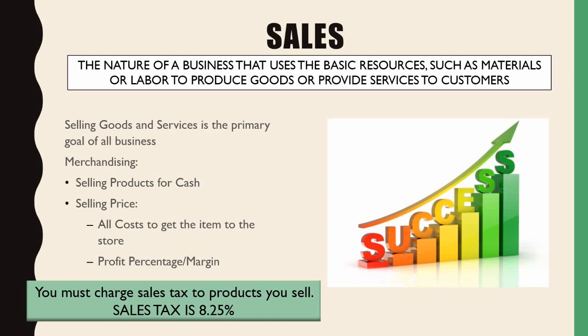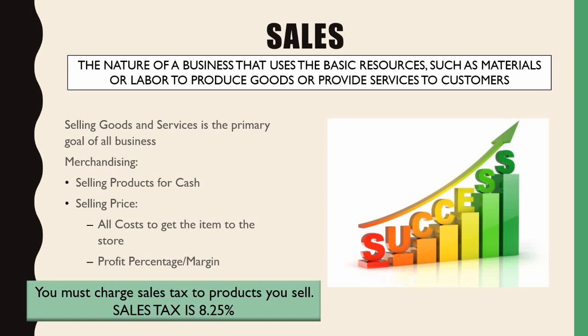Actually, wait, hold on, I'm on the wrong side. Okay, so the whole initial thought process on understanding what we do when we do sales is we're buying merchandise inventory, and we're selling the product for cash. The selling price is going to include all the costs you incur in order to get the asset to your store. And then you also need to include a profit margin or a profit percentage.